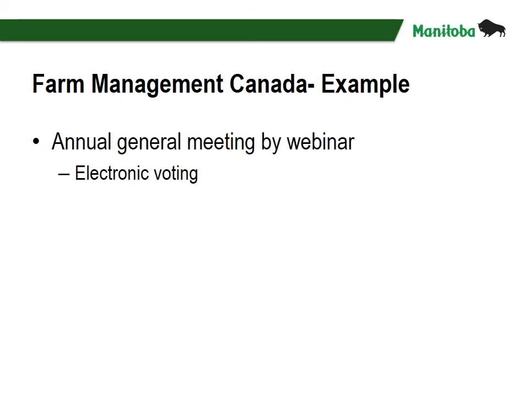Here's an example from Farm Management Canada. Their annual general meeting was held by webinar and they used electronic voting. Recently, the organization Farm Management Canada made some changes to their constitution. In order to save some costs, they moved from having an annual general meeting face-to-face to now having their AGM set up as a webinar process. They've set up an electronic voting process so that all board members have opportunity to vote on matters important to the board.